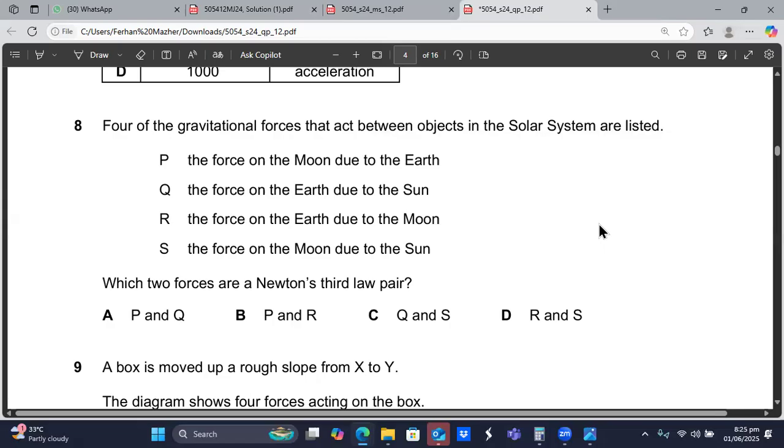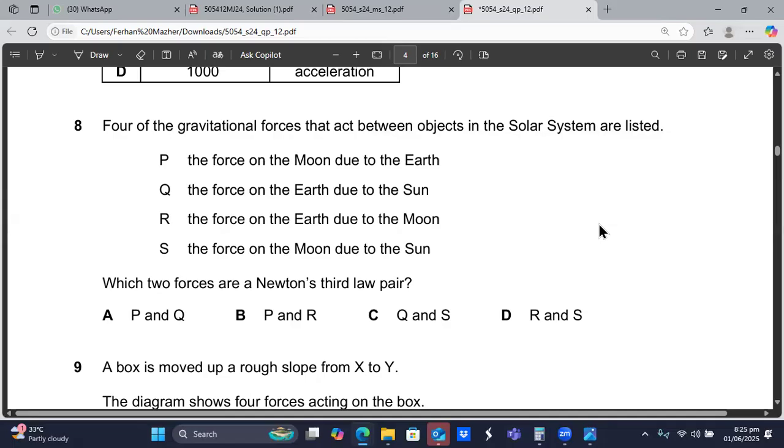Okay. You see, whenever we talk about Newton's third law pair, these are the two forces which are between two bodies. One force acts on body A, the other force acts on body B. For example, if body A exerts force on body B, body B will exert force on body A. So the names should be the same in both statements. The force on the moon due to the earth, P, and the force on the earth due to the moon. Here the names are the same. Moon is applying force on the earth, earth is applying force on the moon. So they can be a pair, P and R.